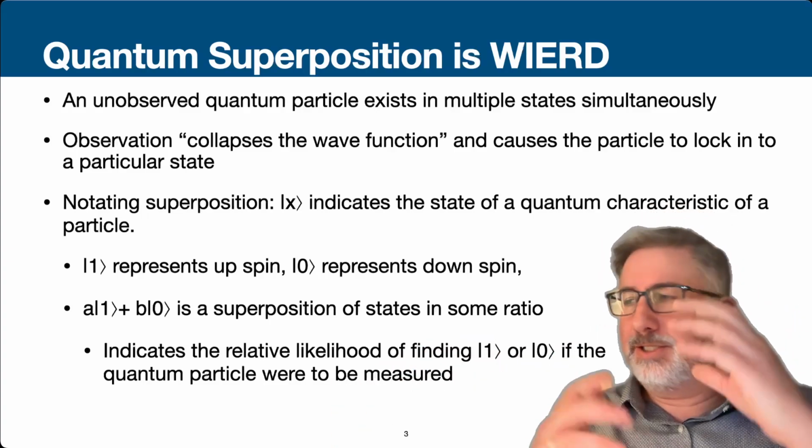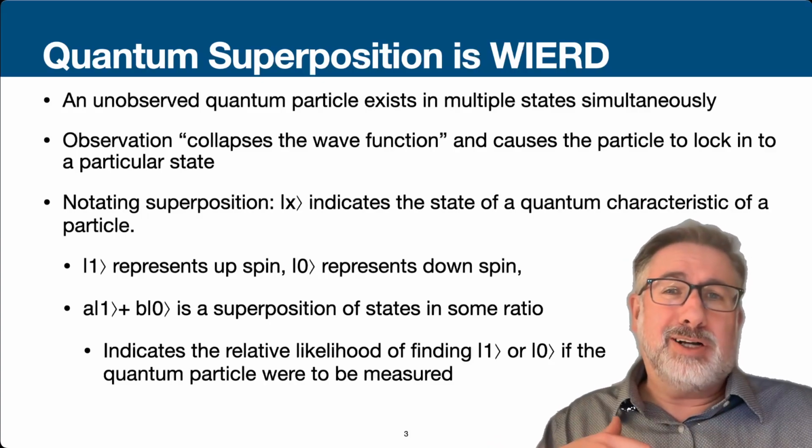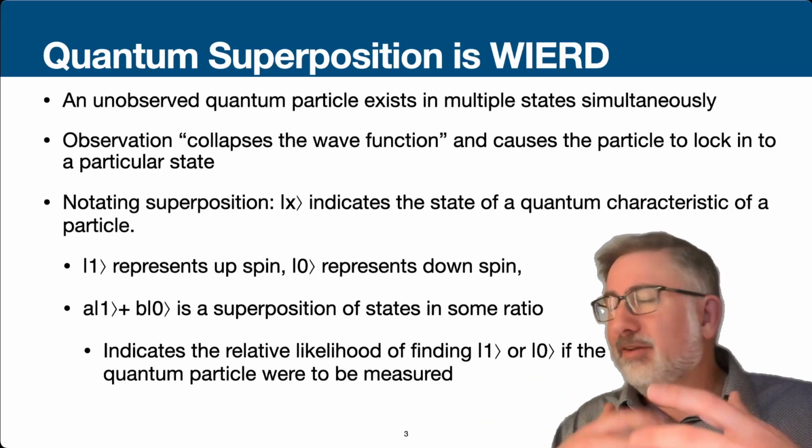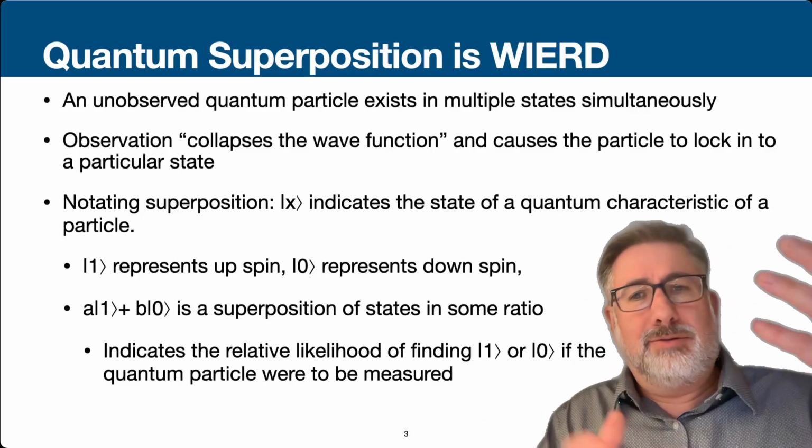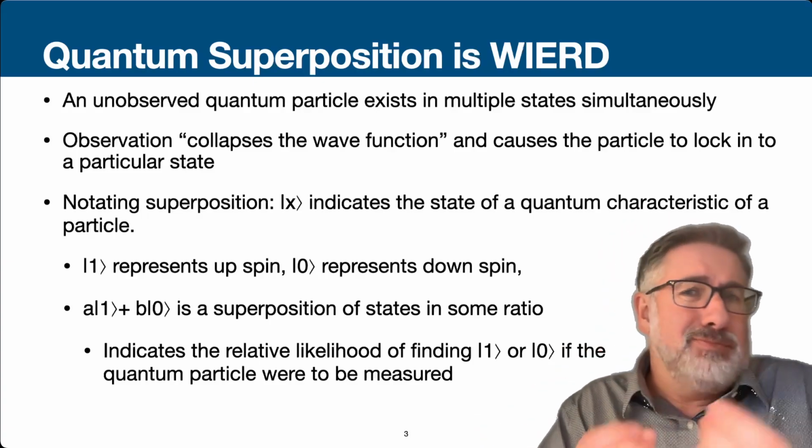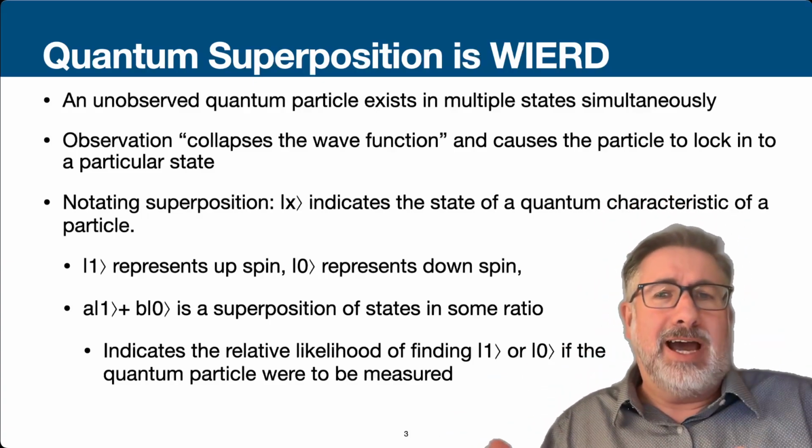Schrodinger's cat, of course, says you've got a box, and in that box is a vial of poison, and that vial of poison is connected to a hammer, which will break it if a certain radioactive atom decays, right?